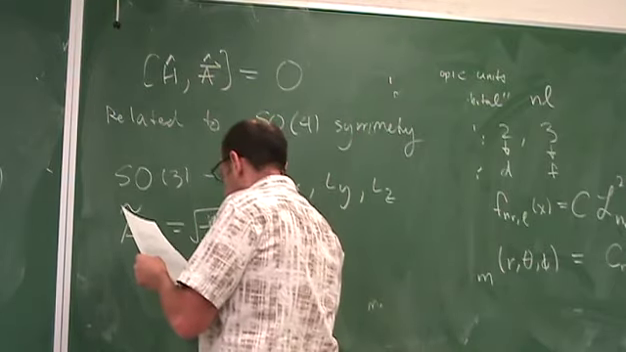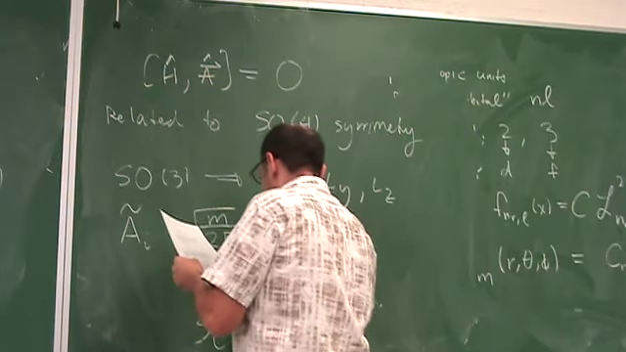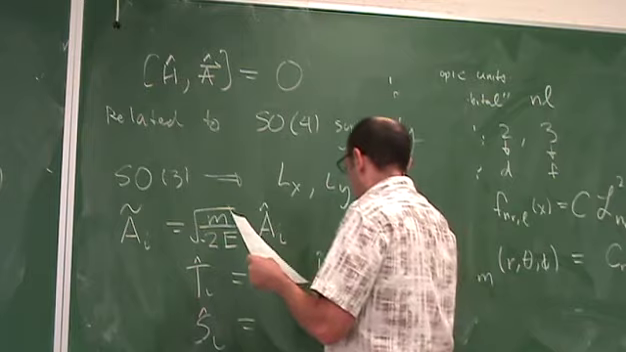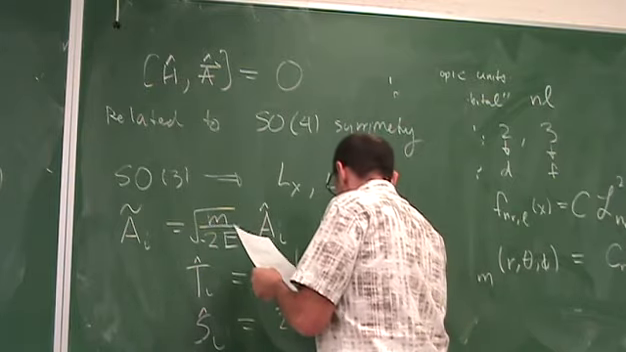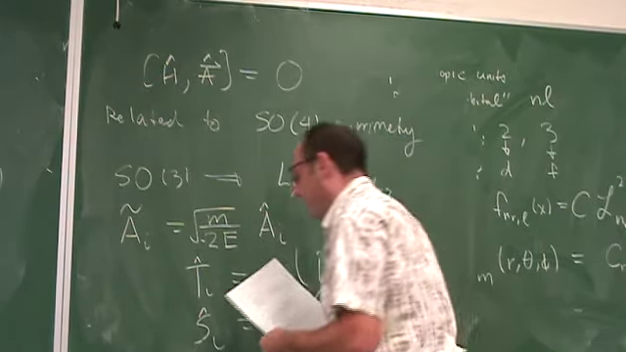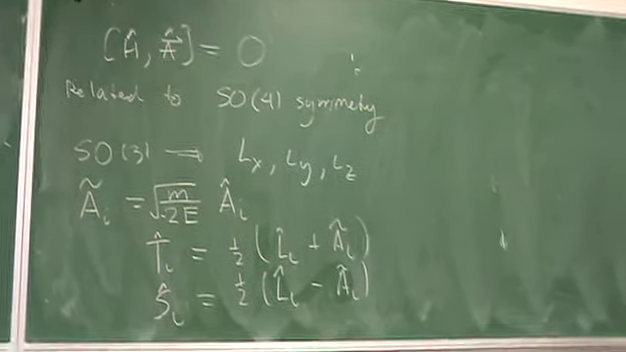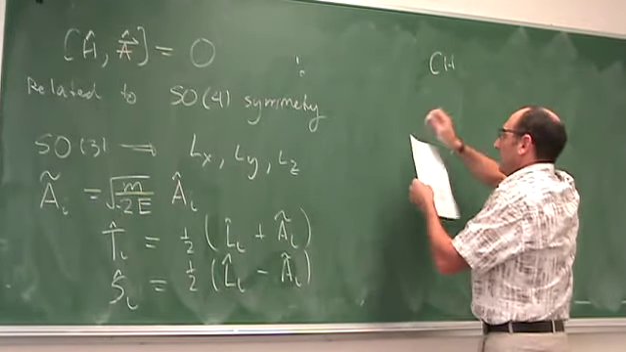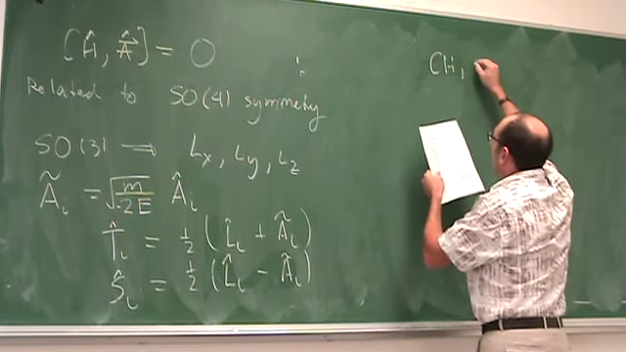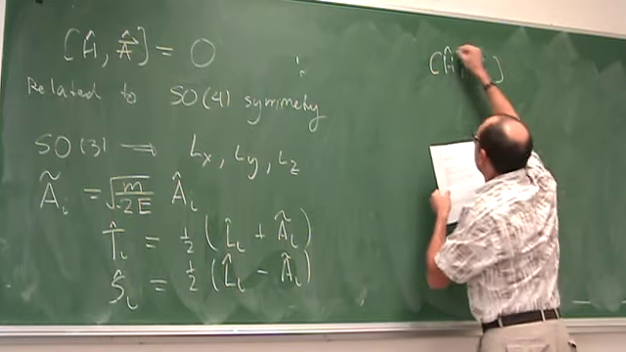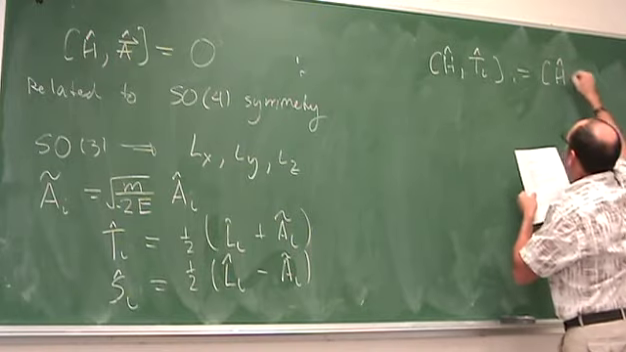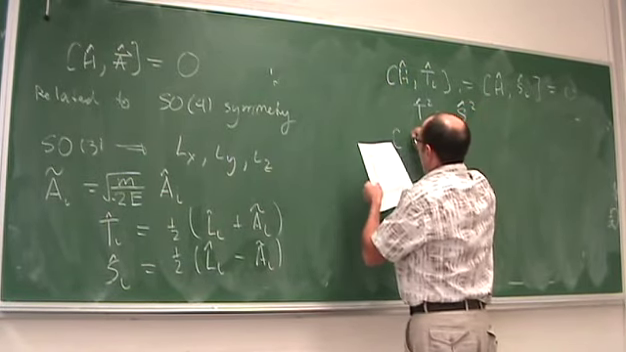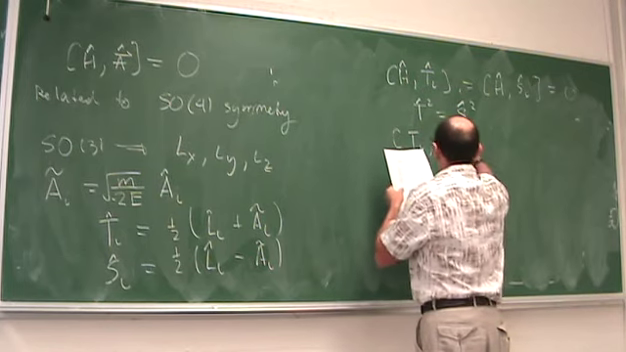And then define 2 new vectors, T and S, whose components are symmetrized versions of the orbital angular momentum and this Runge-Lenz vector. It turns out that you can prove the following. H commutes with T, and H commutes with all components of S. T squared equals S squared. All of the components of T commute with all the components of S.